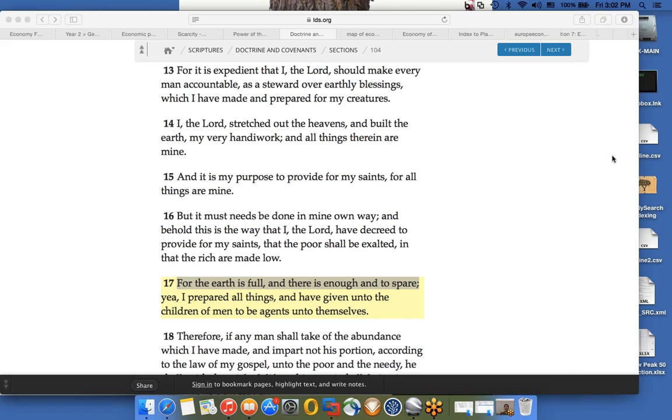Dear Heavenly Father, thank you for this day. Thank you for the opportunity to come together as a class. Please bless us that we will be able to take from this lesson and apply it to our lives. We say these things in the name of thy beloved Son, Jesus Christ. Amen.